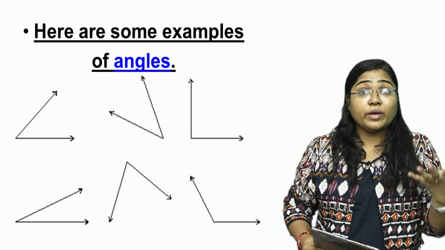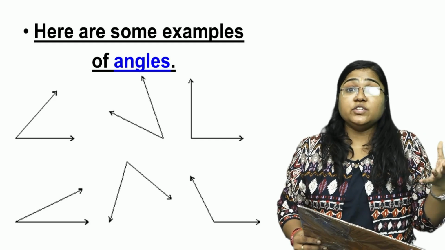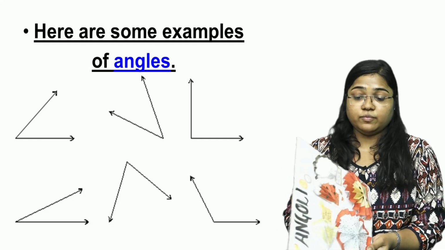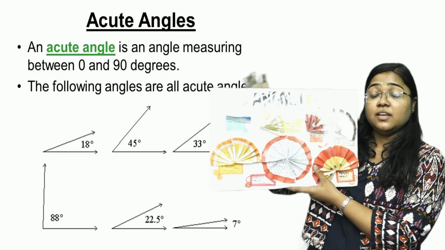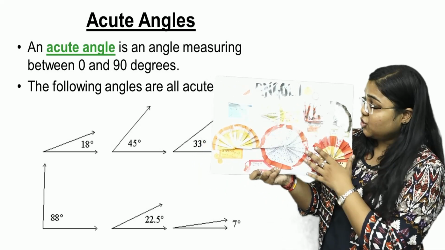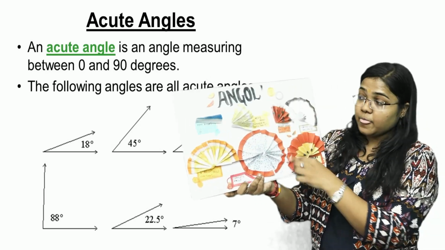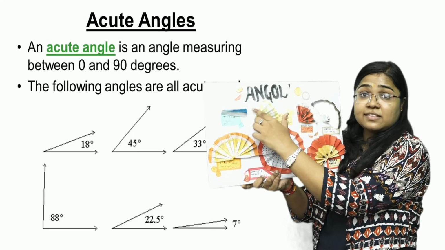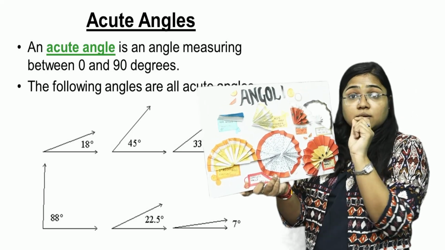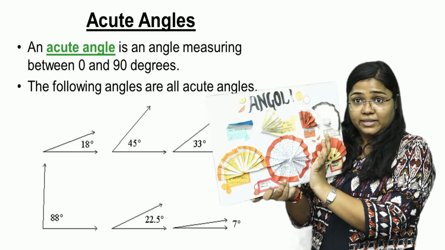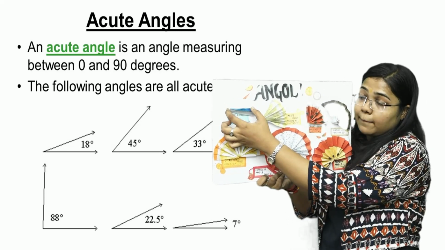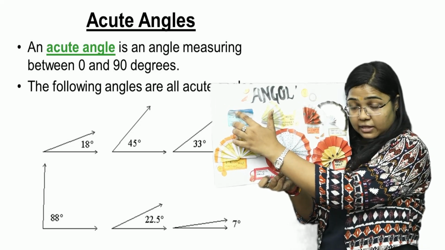There are various angles which we learn in our daily life. Like you can see in this chart, there are actually 7 types of angles. First is when two rays have only one common point, just like these two rays overlapping each other. So this is your 0 degree angle.